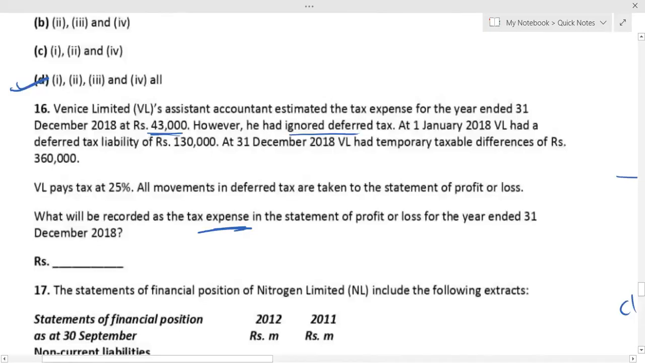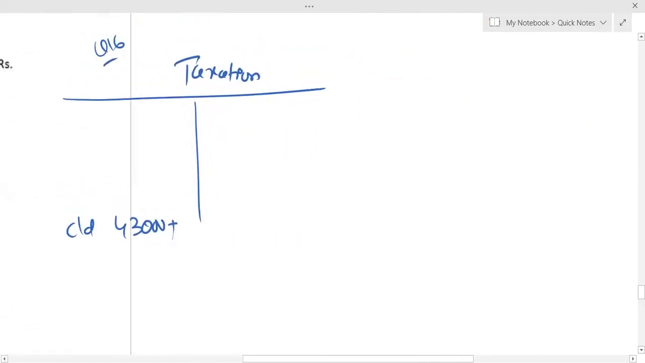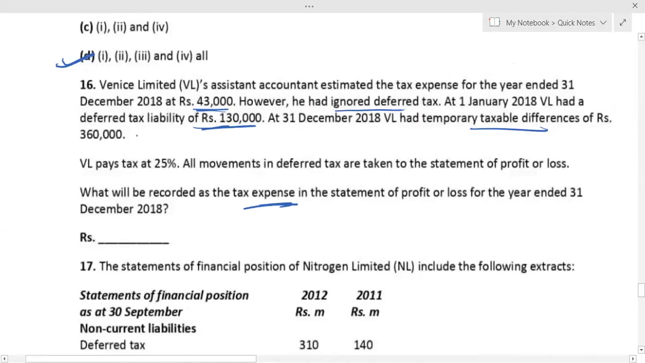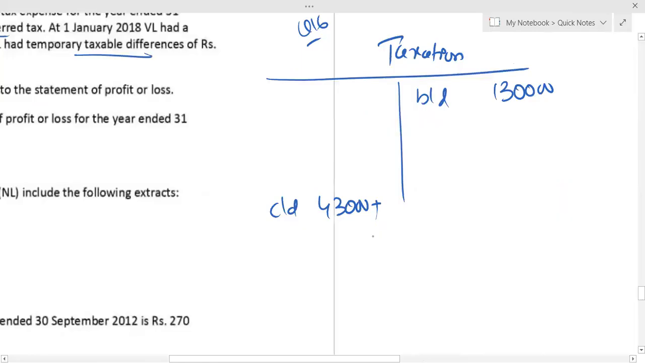On January 18, VL had a deferred tax liability, opening, of 130. On December 18, VL had a temporary taxable difference of 360. Multiply by the 25% tax rate and we will get the closing deferred tax liability. So 360 into 25%, I'm getting 90,000. Closing deferred tax liability is 90.